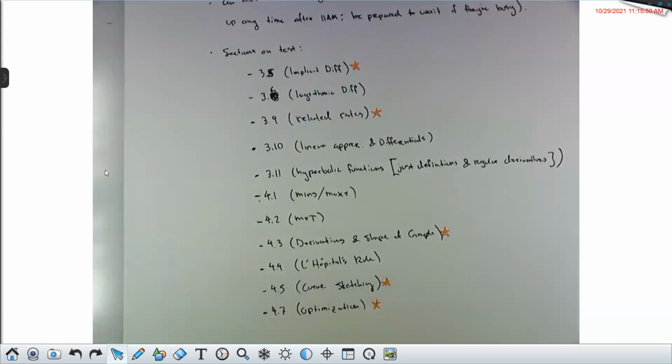Other questions about the test? Yeah, for derivatives and shape of the graph, you're talking about where we take the first derivative test and/or possibly the second derivative test to figure out just behavior of a graph? Yeah, so like making a number line for f prime to find where you're increasing, decreasing, mins and maxes, then making a number line for f double prime to find where you're concave up and concave down and any inflection points. That was the gist of 4.3.